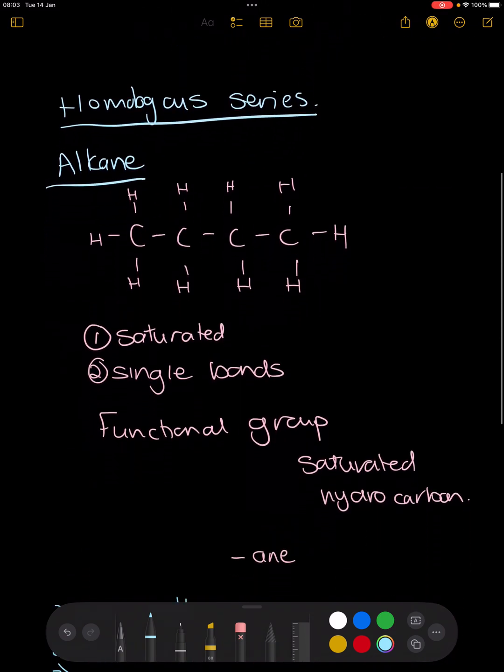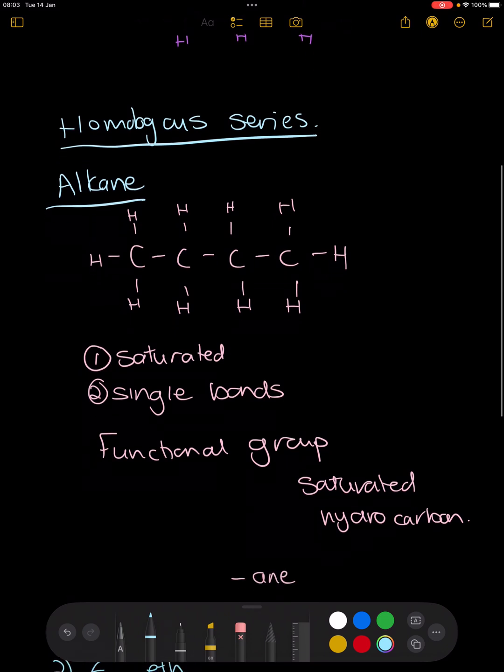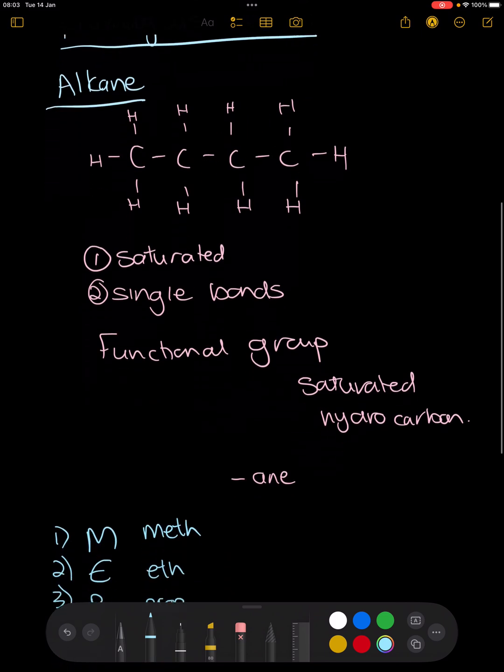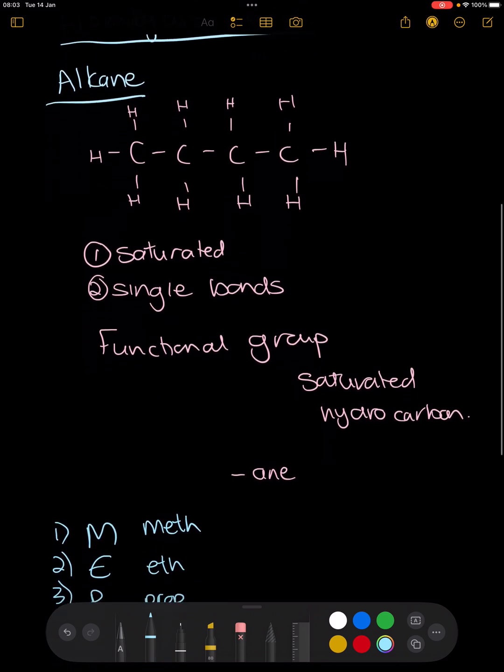Right, so the different ways in which hydrocarbons would present themselves are called a homologous series. So we're going to go through all of the homologous series. There's a whole bunch of them. The very first one is alkanes.